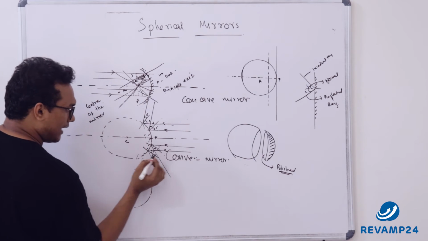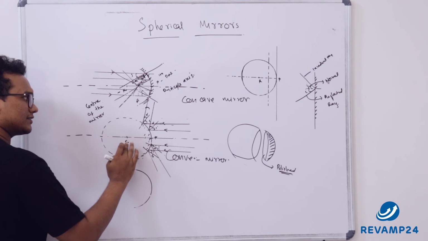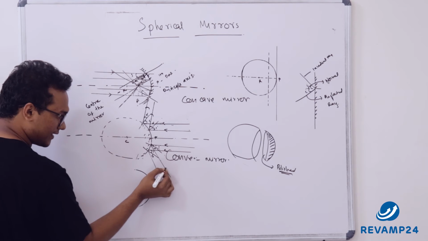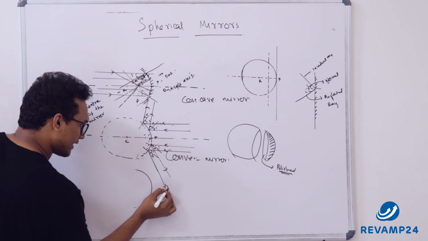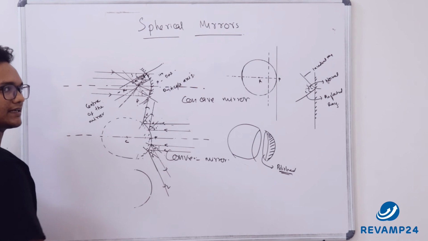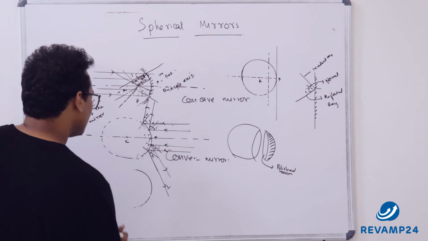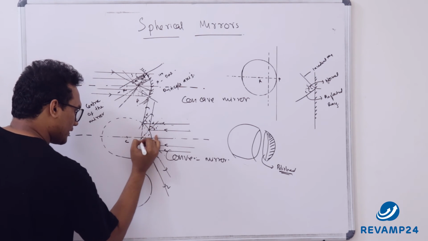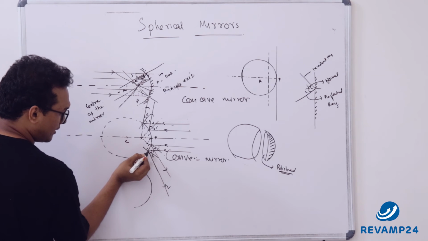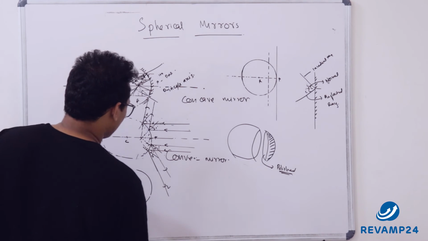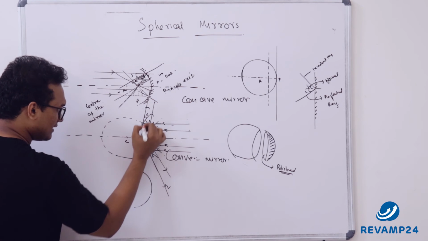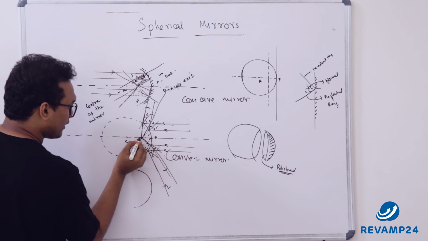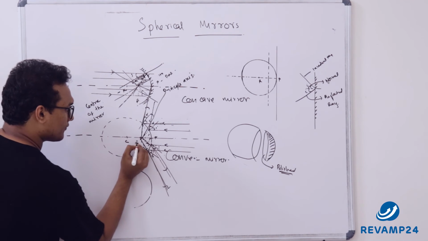See, after reflection, these incident rays go away from the mirror, in this direction. Will the reflected rays intersect at any point? No. But actually, they seem to be coming from one point. Just extrapolate them. Now you can see that these light rays seem to come from this point. So this is called the focal point.